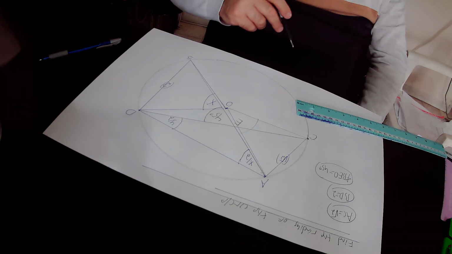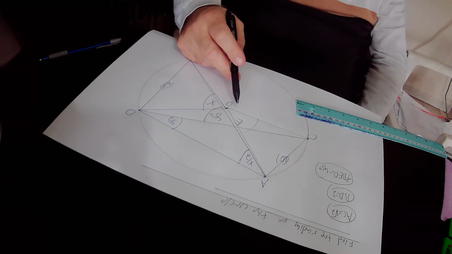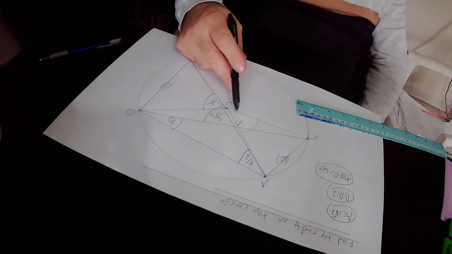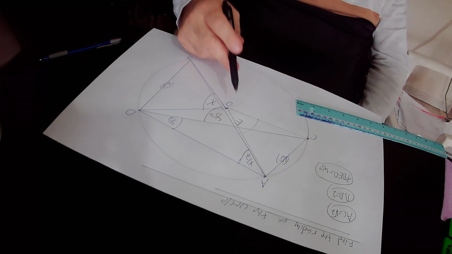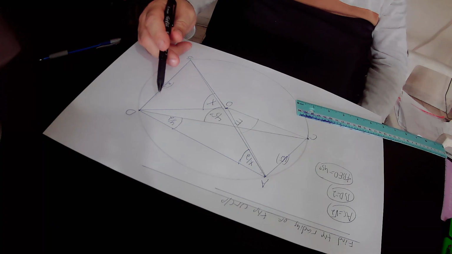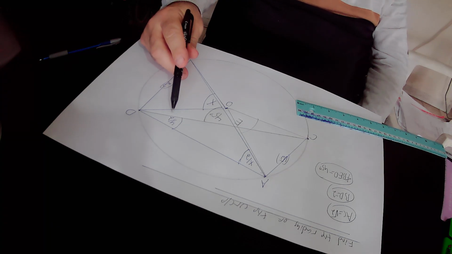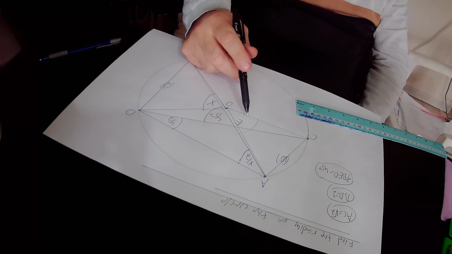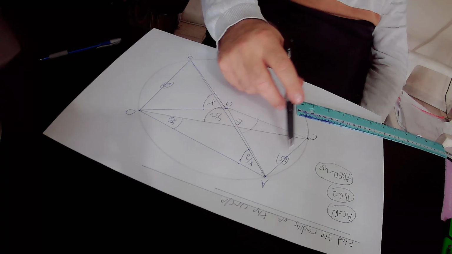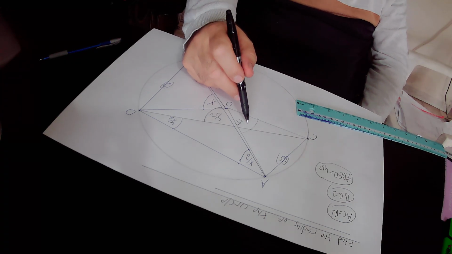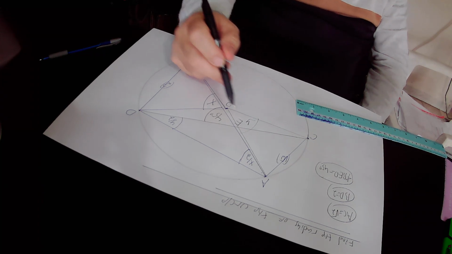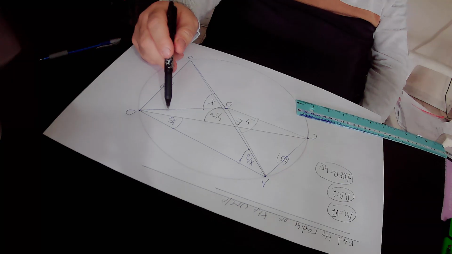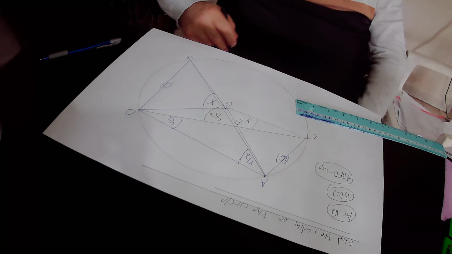Therefore, according to rule 13, the size of this center angle AOC must be twice as large as the size of this peripheral angle ADC. So the size of this peripheral angle ADC equals y over 2. Therefore, the size of this center angle AOC that subtends on the same chord AC must be equal to y, twice as large as the size of this peripheral angle ADC, that is y over 2. Okay.